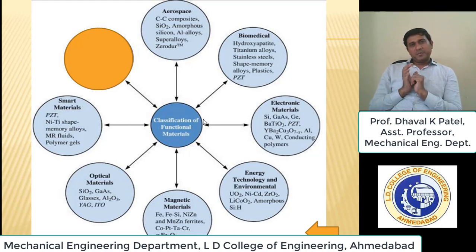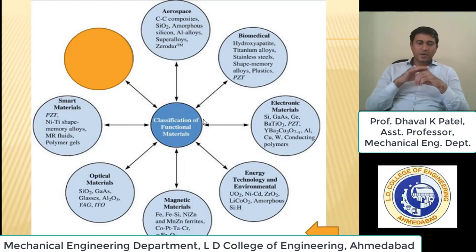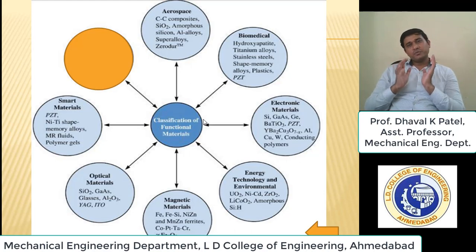Then in biomedical materials, hydroxyapatite material is used. We do some coatings of hydroxyapatite on particular steels, and that will be used in joint replacements. Titanium alloys, stainless steel, shape memory alloys, जैसे stent आता है, right? That stent is made of shape memory alloys. Plastics, piezoelectric materials. Next is electronic materials. You are well aware that we use silicon chips for solar.